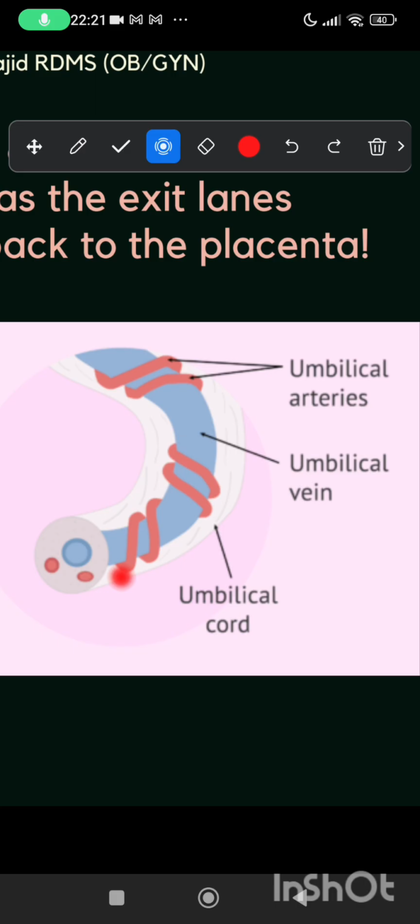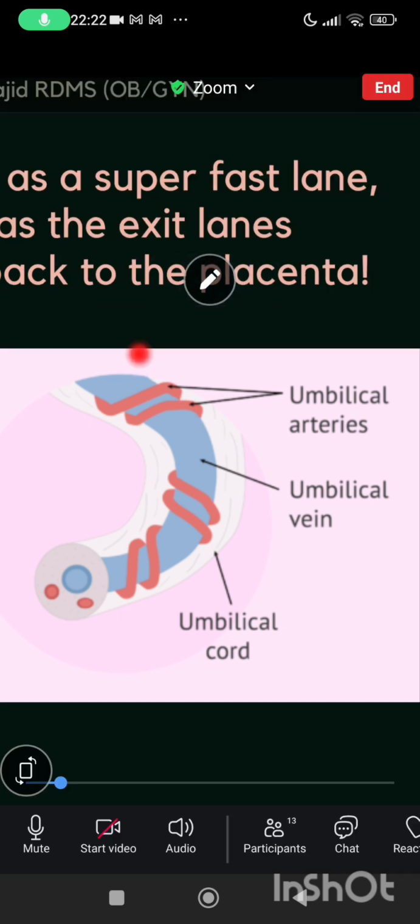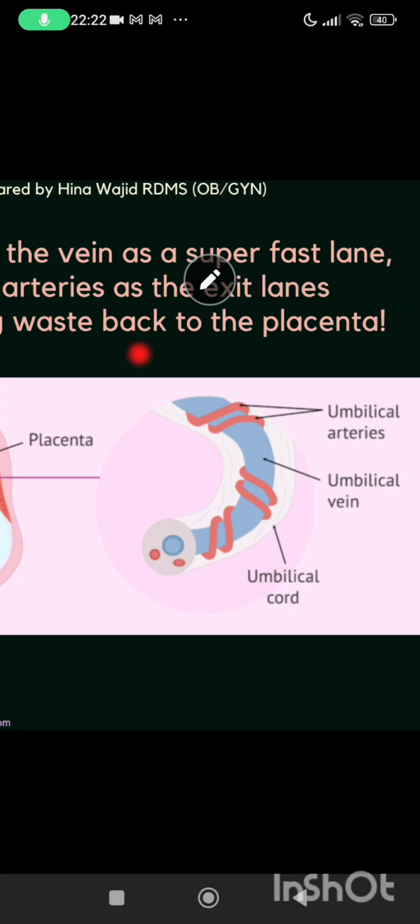So if we see only one umbilical artery instead of two, is that normal or something abnormal? Anyone? Normally, there are two arteries, as we can see here. So if there is only one artery, it means it is abnormal.